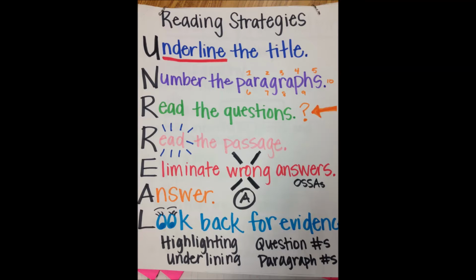And at the end, look back for evidence. Make sure that you have evidence to support your answer choices. You can do this by highlighting, underlining. You might want to write the question number next to the paragraph, or you could write the paragraph number next to the question so you make sure that you have the proof for your answer choice.